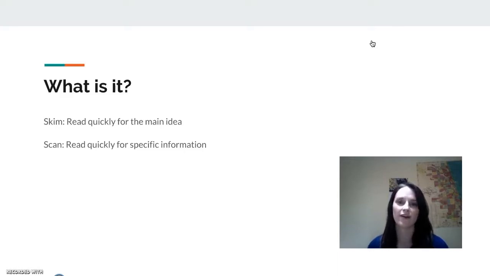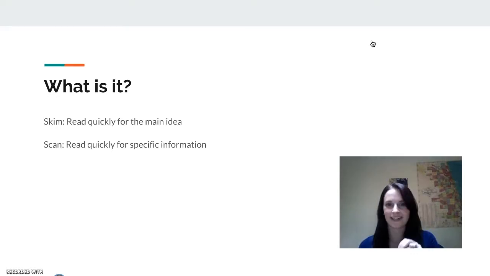So if you're trying to find a fact or an example, or in the case of a test, you're trying to find a word that you're being tested on, scanning is looking really quickly down the page for one or two words. And so this is a really, really important skill to have on reading tests.